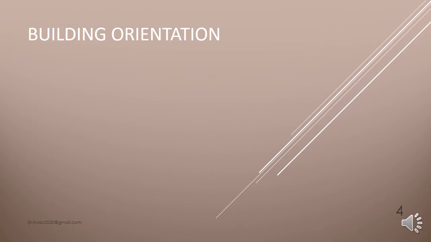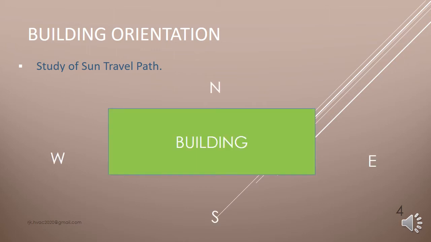Building orientation. Study of sun travel path. As we know, the sun rises in the east and sets in the west. The other way, the earth revolves around its axis from west to east. The sun takes the path along the south direction, however, the angle of inclination is less in summer compared to the winters.